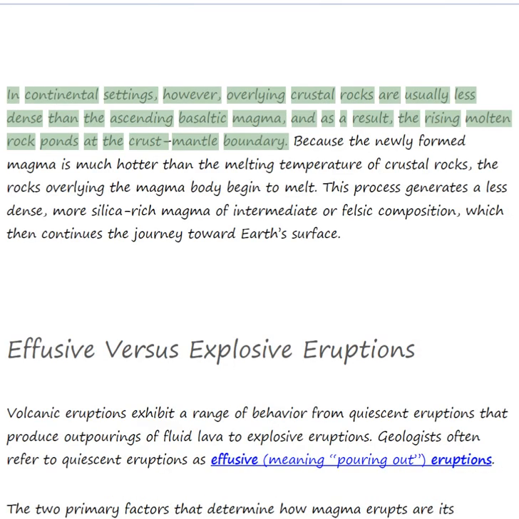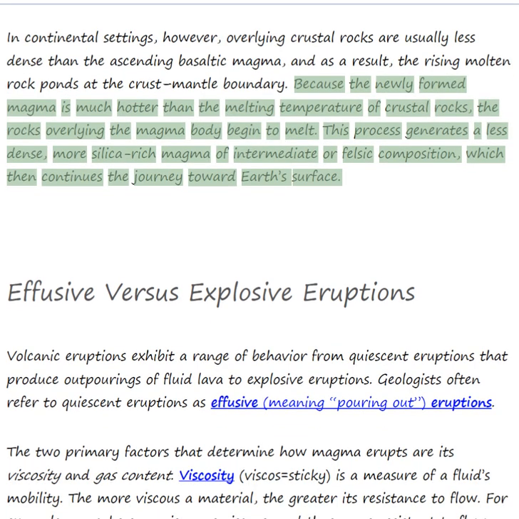In continental settings, however, overlying crustal rocks are usually less dense than the ascending basaltic magma, and as a result, the rising molten rock ponds at the crust-mantle boundary. Because the newly formed magma is much hotter than the melting temperature of crustal rocks, the rocks overlying the magma body begin to melt. This process generates a less dense, more silica-rich magma of intermediate or felsic composition, which then continues the journey toward Earth's surface.